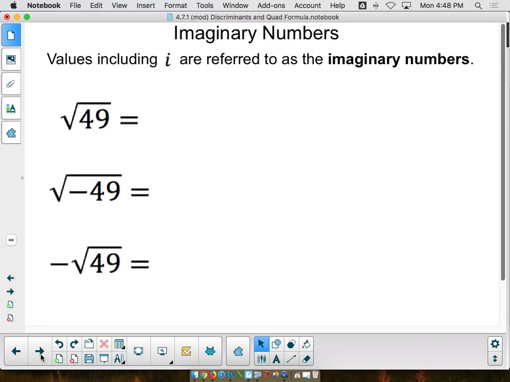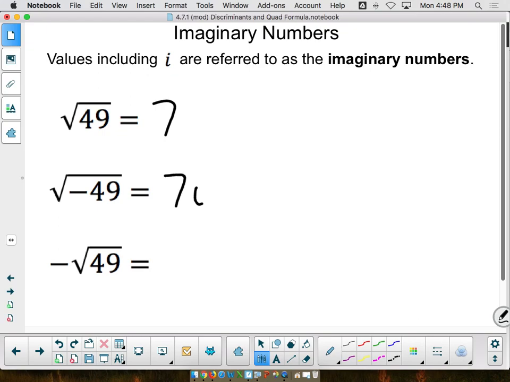So again, just kind of how this looks. You type in the square root of 49 in the calculator. We all know that it's 7. The square root of -49, we would call 7i, because we're trying to square root a negative, which we can't do with the real numbers. That's why we use these imaginary numbers and the letter i.